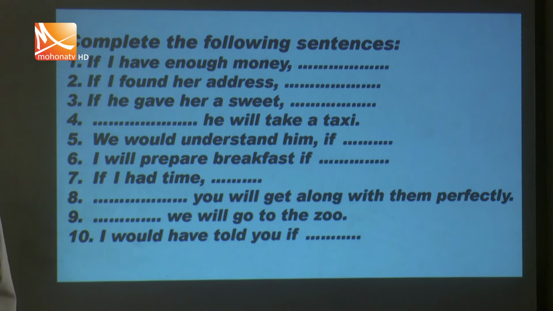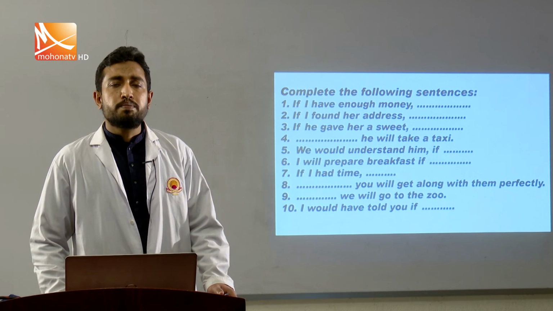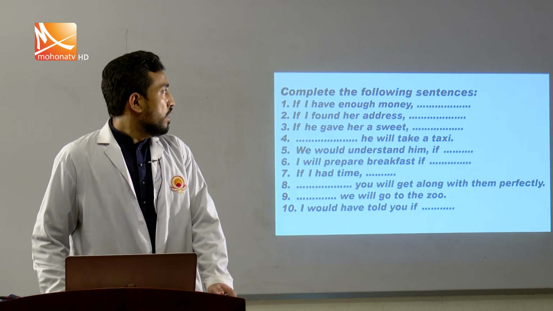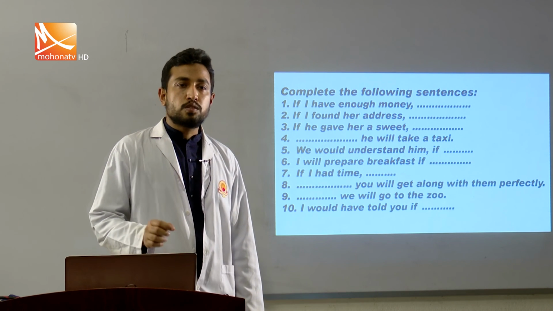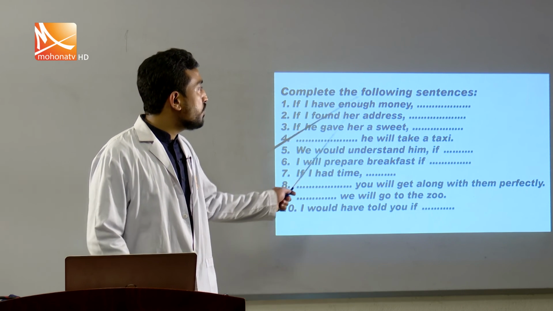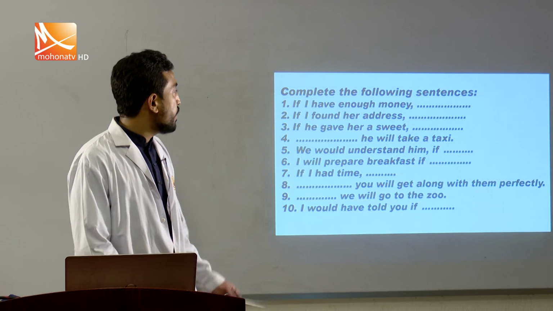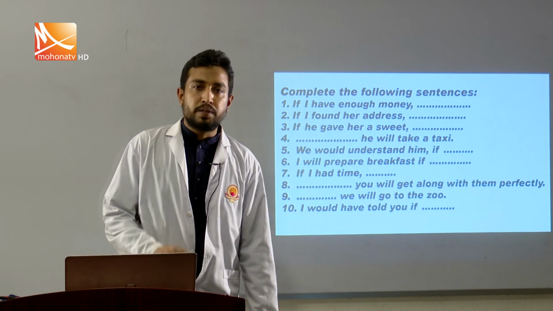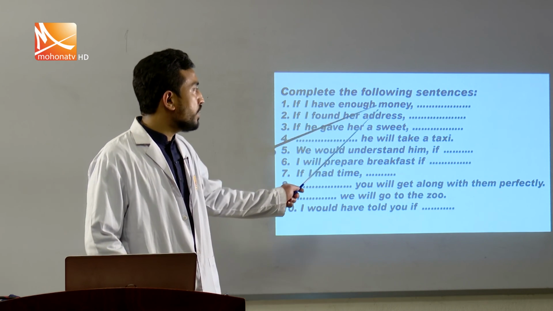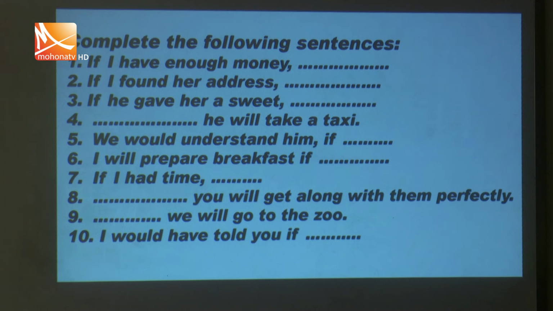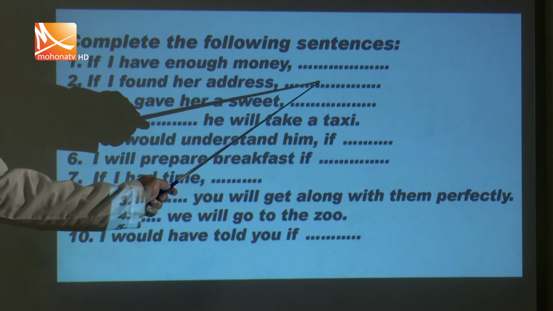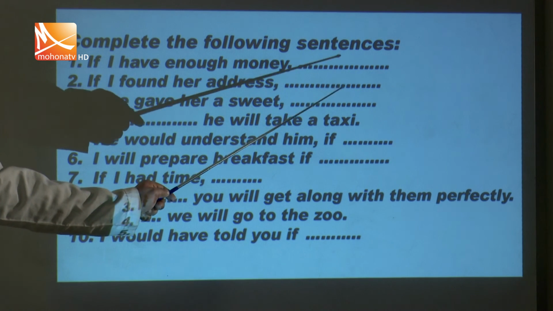Now here are some examples. You will try to complete them. We have learned the structure, so try to write it down and complete the following sentences using a clause. Okay, if I have enough money, that means present structure, present indefinite tense. If I have enough money, so what will I do? We can use present tense with a modal verb, or we can use future indefinite tense. If I have enough money, I will establish a college or a hospital in my village. Okay, so we can use future tense, or we can use modal verb plus present tense.